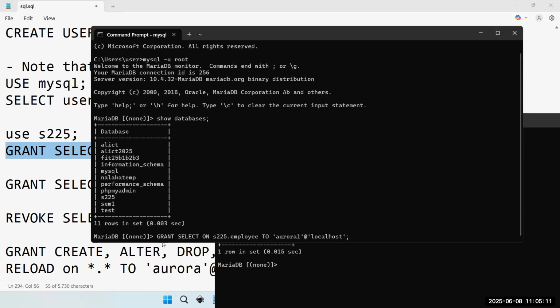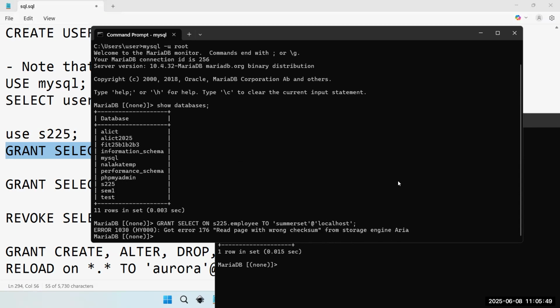So this means grant. Grant means giving access to select on S225 database its employee table. So that means S225 database employee table, select privilege is given to our user, Somerset at localhost. Just a tiny privilege only.